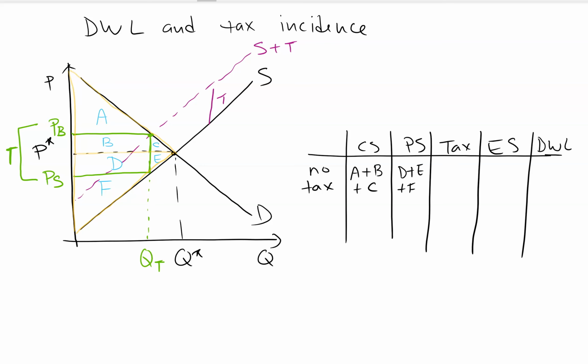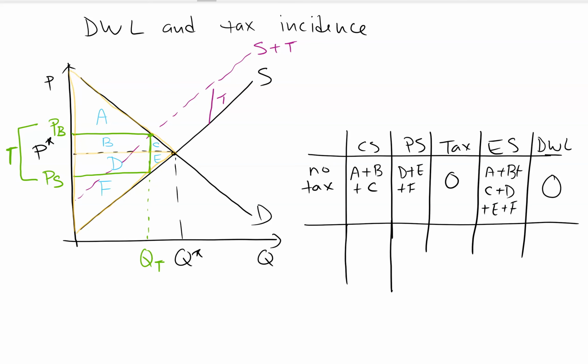There was no tax, and this whole thing is the economic surplus, A plus B plus C plus D plus E plus F. And there's no deadweight loss, because deadweight loss is about getting less than you can at the market equilibrium, and of course this is the efficient market equilibrium.